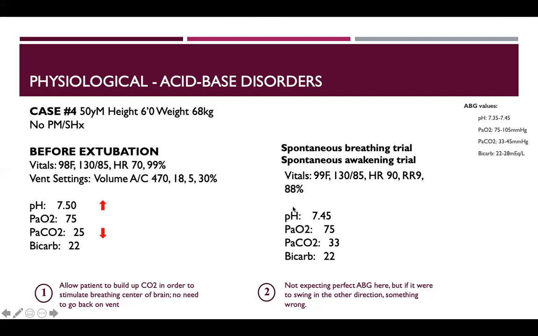And you do get an ABG here, and I'm not expecting a perfect ABG here. So I put kind of shady values that are right on the border of all the ranges. Because if you just wait and let the body accumulate that CO2, start breathing on their own, they're going to eventually trigger that breathing center and be able to do better. If the ABG does swing in the complete opposite direction, like this guy is now in respiratory acidosis and just not breathing at all, then yes, something is wrong and we should go back to full support. But this is okay.